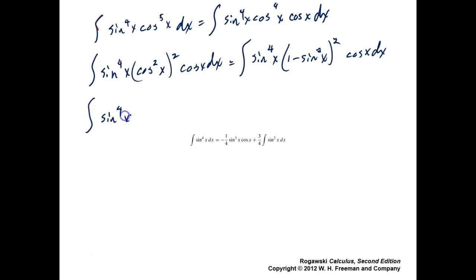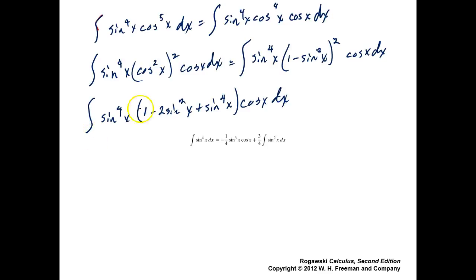Sine 4th x. Now let's square that binomial. What does that give you? 1, okay, isn't that 2 sine squared? Okay, 2 sine squared x, plus sine to the 4th x times cosine x dx. Okay?